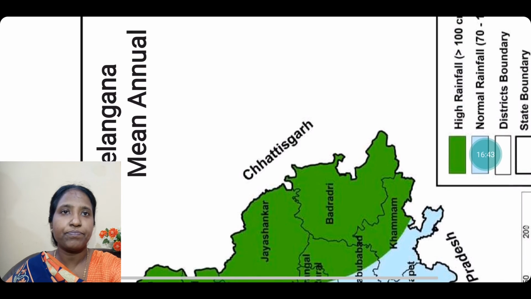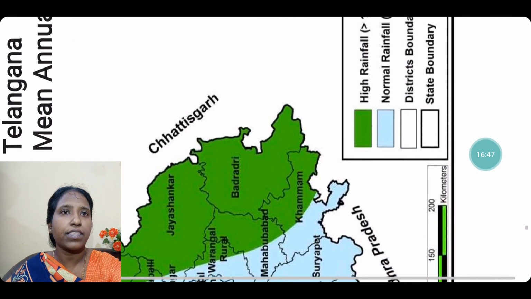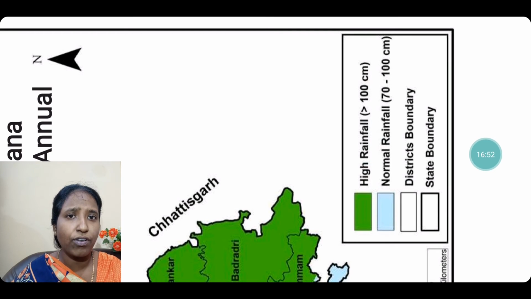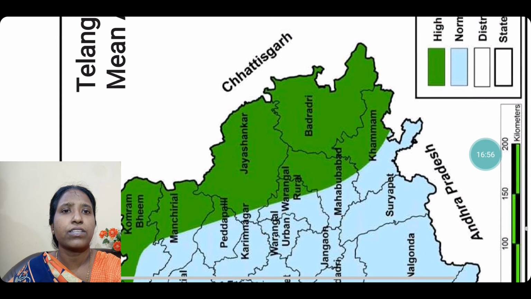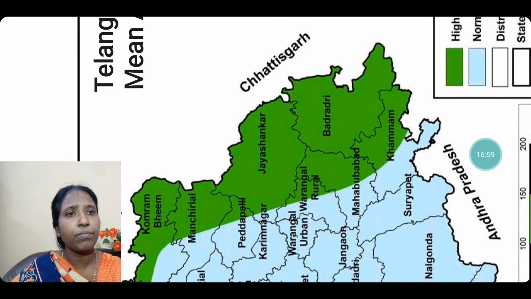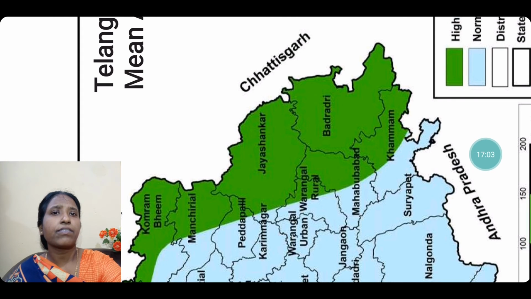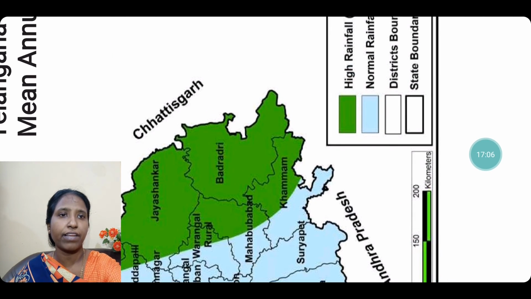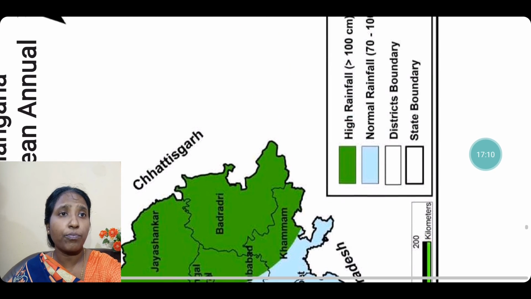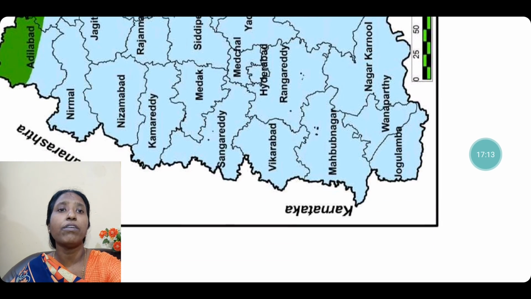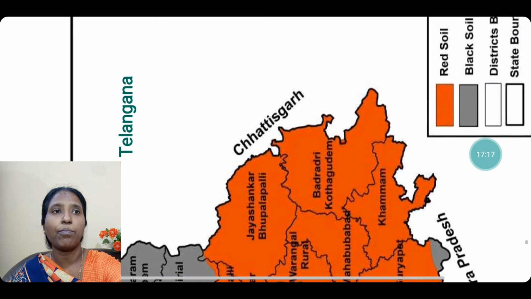And Telangana mean annual rainfall. Okay, so here we can see the colors. How much rainfall is there? High rainfall is all the places with the green color. So you can see the places here: Komram Bhim, Bhadradri, Khammam, Jayashankar. All these are with high rainfall. Then normal rainfall, all the blue color. These are all the areas with normal rainfall. Okay, so this is how we understand the maps using the colors and get to know the data about that place.